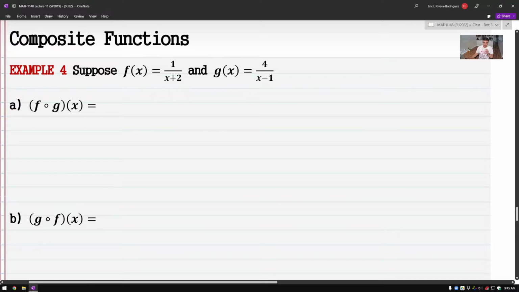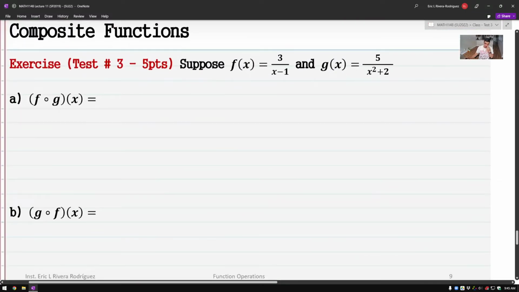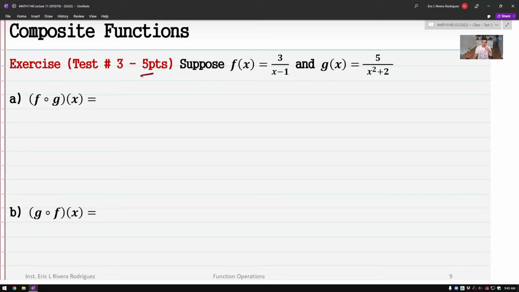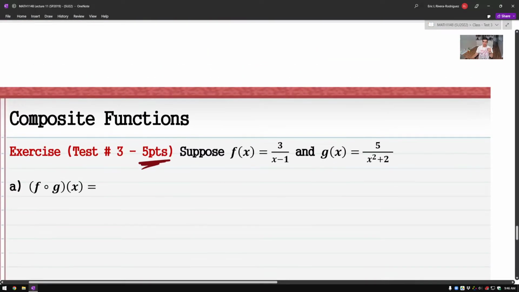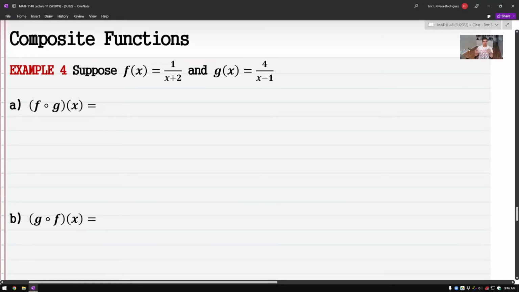So let's practice this one, because I'm going to give you an exercise that you will submit via email today, so you know what to do. You are going to work on this exercise, then prepare a PDF document, and submit it via email before 11:59 of today. If you got it correct, you will earn 5 points for our common test number 3. But let's practice a similar exercise so you can have a guide for that.